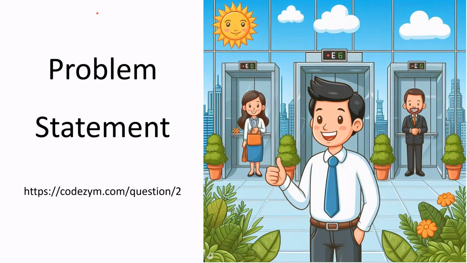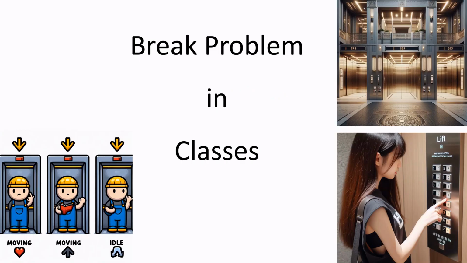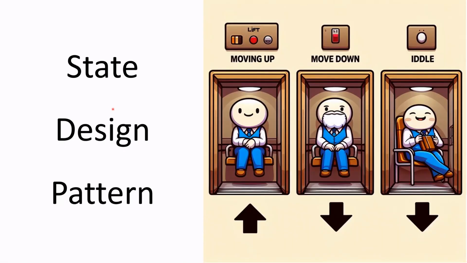So what we are going to do today is, we will first of all go through the problem statement and the different requirements. Then we are going to break the problem into different classes such as class lift state, and class lift request and other classes. After that, we will discuss the use of the state design pattern for solving this question. A lift has three states: going up, going down, and idle.